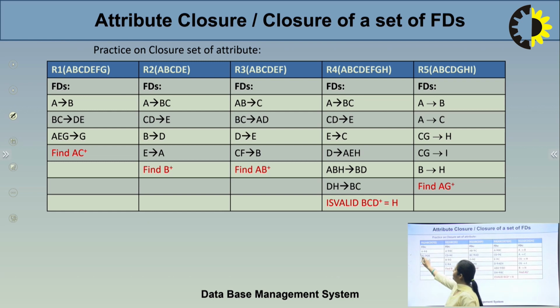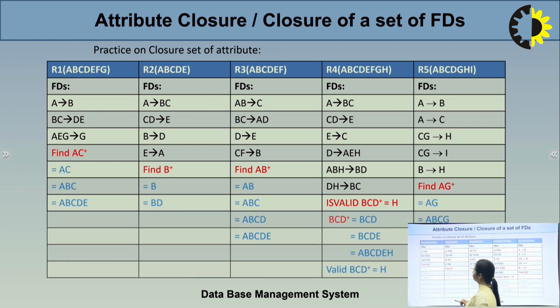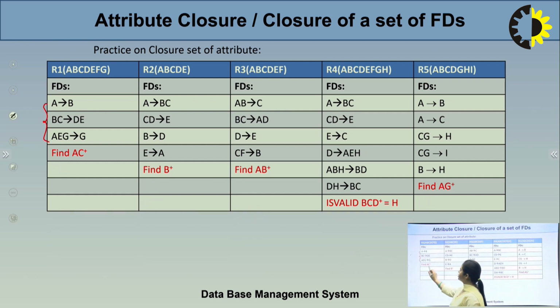Here, three functional dependencies are given and we have to find the closure set of AC. Closure set of AC: we already have AC. With the help of A, I can find the value of B, so A, B, C. Now I have BC. Yes, with the help of BC, I can find the value of D and E. So I have A, B, C, D and E. Should I have A, E and G? No, I do not have A, E and G, so this functional dependency would not apply on my closure set. So this is the closure set AC plus.